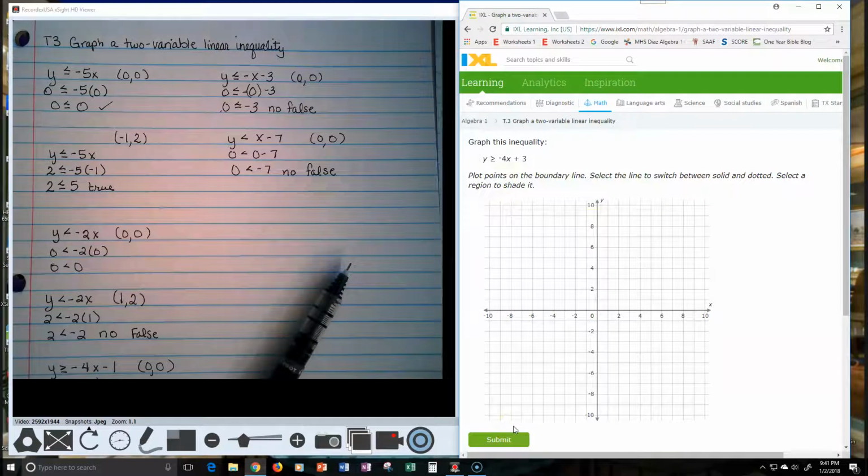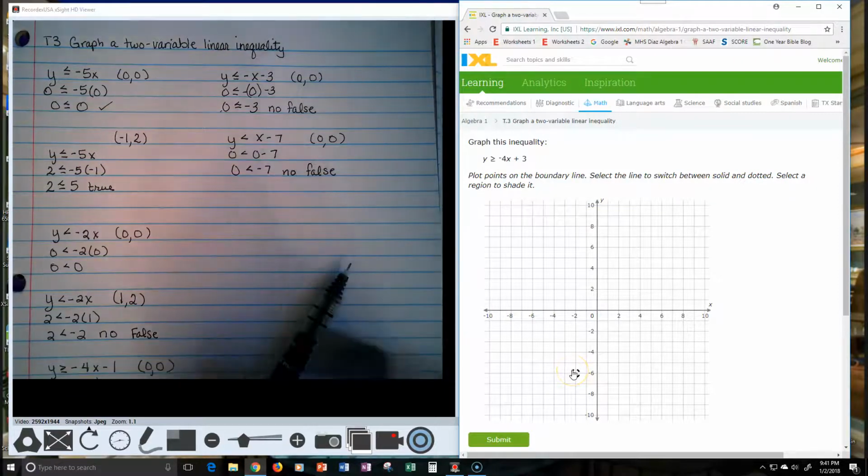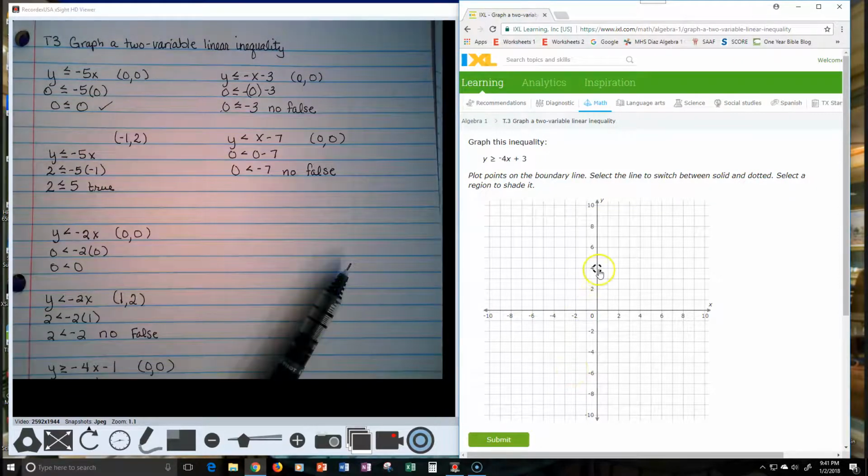Oh, I think this one is a good one. Let's do this one, and then I think we'll be done. So we know we have y-intercept of 3. We know this is a negative slope, so our line is going to fall from left to right. We're going to go down 4, 1, 2, 3, 4, and to the right 1. Our line is solid because we have greater than or equal to, and we know all of our solutions will be greater than this line. So our solutions will be above the line.